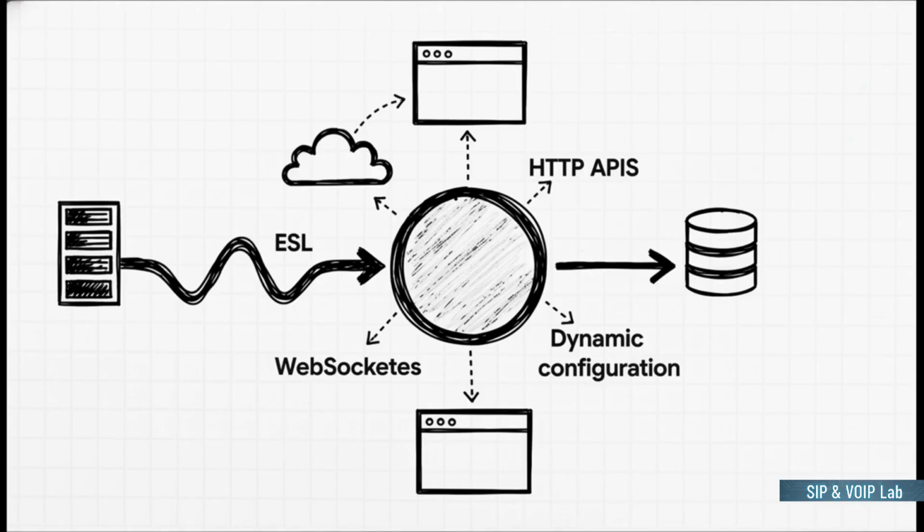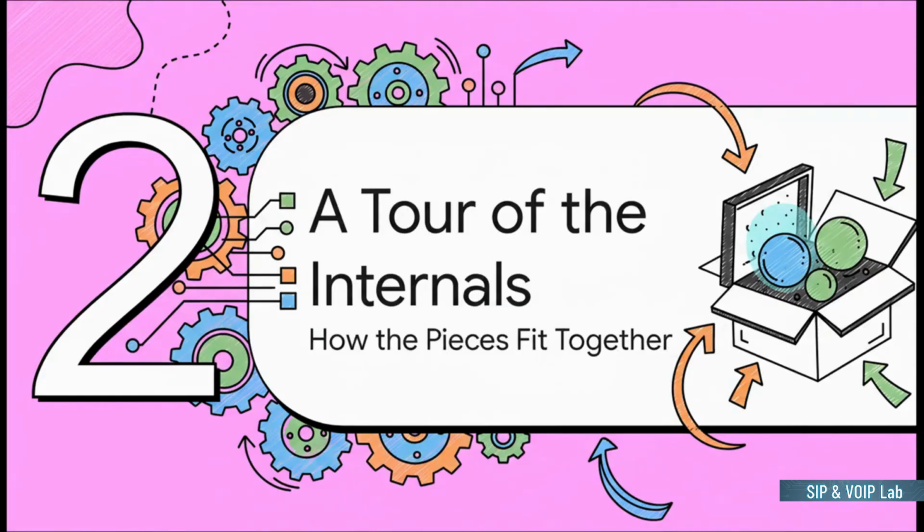But you can also use standard web-friendly REST APIs, connect right over WebSockets, or even have FreeSWITCH pull all its settings from a database. It's this flexibility that makes it so darn programmable. Okay, so we've got these 3 big pillars, right? Modularity, scalability, and integration. But how does that all actually work inside the software?